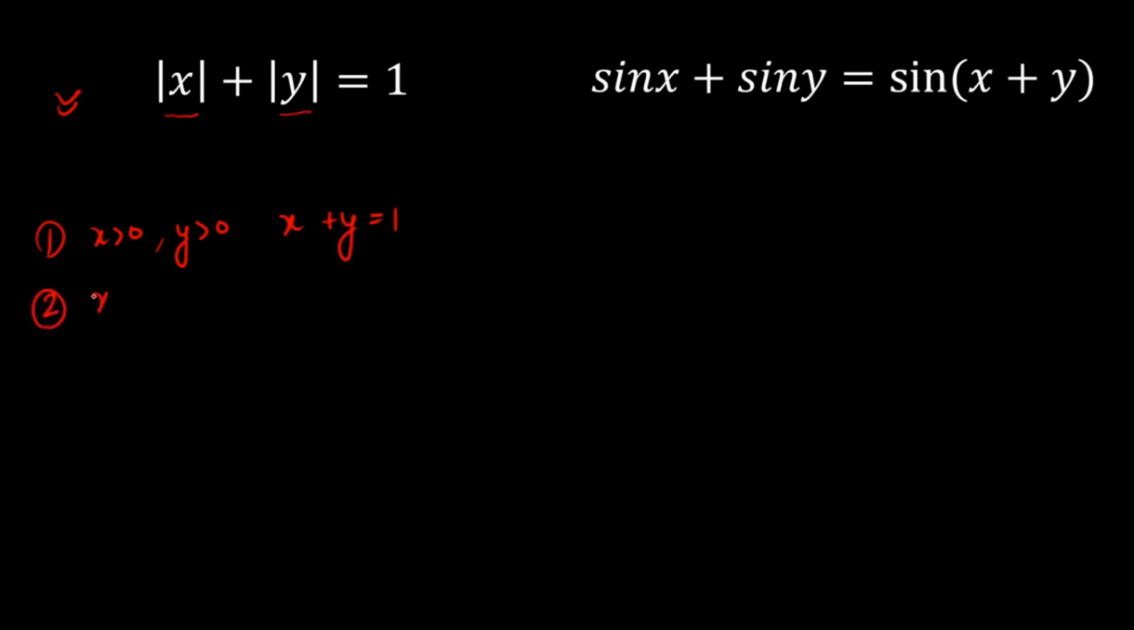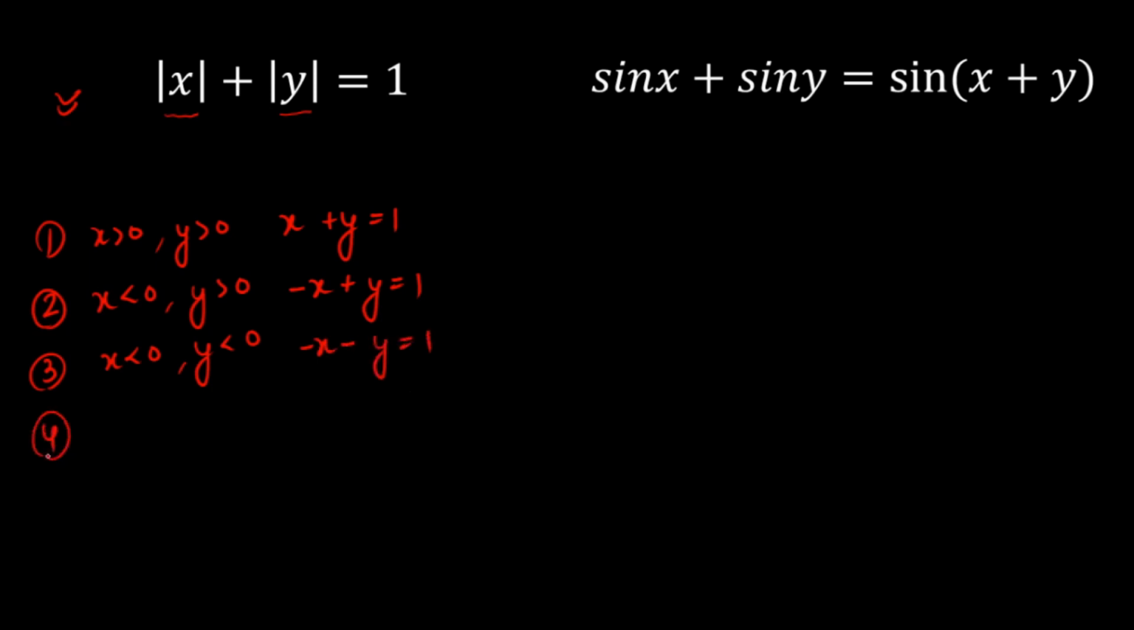Similarly, second case, when x is negative and y is positive, that means I'm moving towards the second quadrant. So our equation will be minus x plus y is equal to 1. Similarly, let's talk about the third quadrant, that is x is negative and y is negative. So both will open as negative, so minus x and minus y is equal to 1. Similarly, the fourth case, that is when x is positive and y is negative. That means I'm entering into the fourth quadrant and our equation will be x minus y is equal to 1.